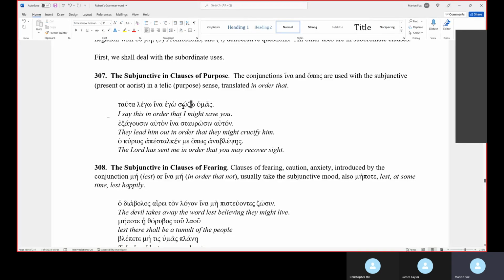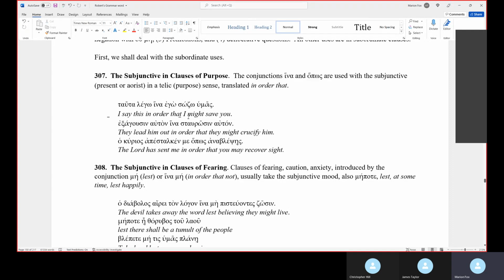Not the verb before it, but the verb after it. Okay? So right here, it's a flag that kind of warns you this is going to be subjunctive mood, even though it looks like it could be indicative. It's not, because of hina. All right? I say this, or this I say literally, I say this in better English. Hina is "in order that." That's hina: I might, or I may save you, in order that I might.